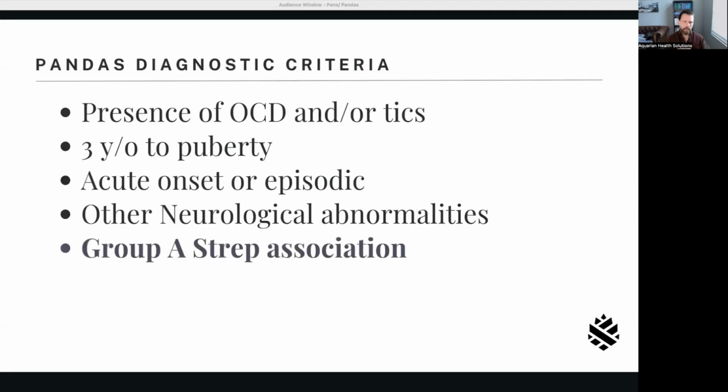And true PANDAS, the diagnostic criteria that's out there right now, is the presence of neuropsychiatric symptoms, primarily OCD and/or tics, usually starting at 3 years old to somewhere in puberty. And this can be either an acute sudden onset, which we've seen, or it can be episodic when it comes and goes. There's usually always other neurological abnormalities as well. And again, it's a group A strep association. And I say association because strep may be the bullet, but there's always other things that loaded the gun. And this can be other infections, this can be other toxicities, this can be structural abnormalities that are preventing the body, especially the brain, from healing properly. These can be other environmental contaminants that we have to look at.